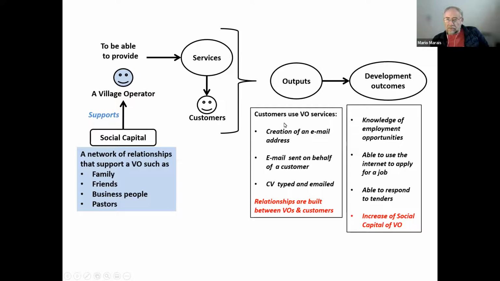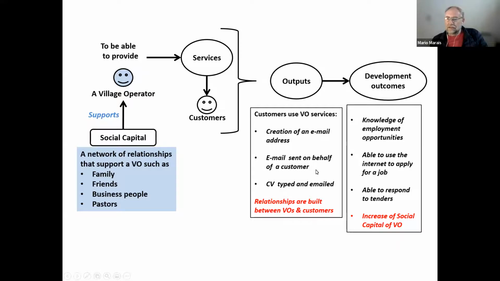The customers use email services for the creation of an email address. People don't have email if they've got a feature phone. People are not used to using email, they're used to SMSs and WhatsApps. So the VO would create an email address and get all the emails in of that person, the business emails, and then send them an SMS or WhatsApp saying, you've got mail. And then you come to my office and you can read your own mail. And if you respond, I type the response to your customer because you can't type.